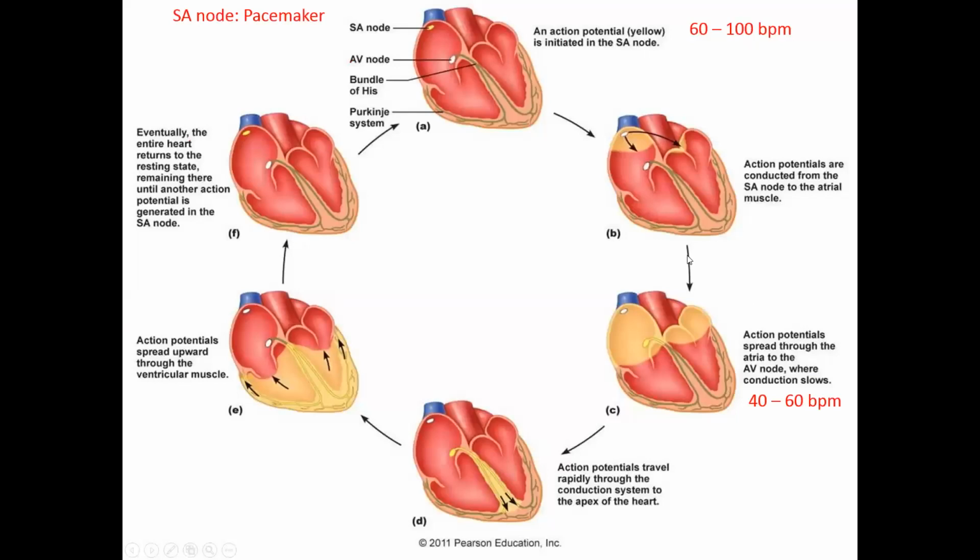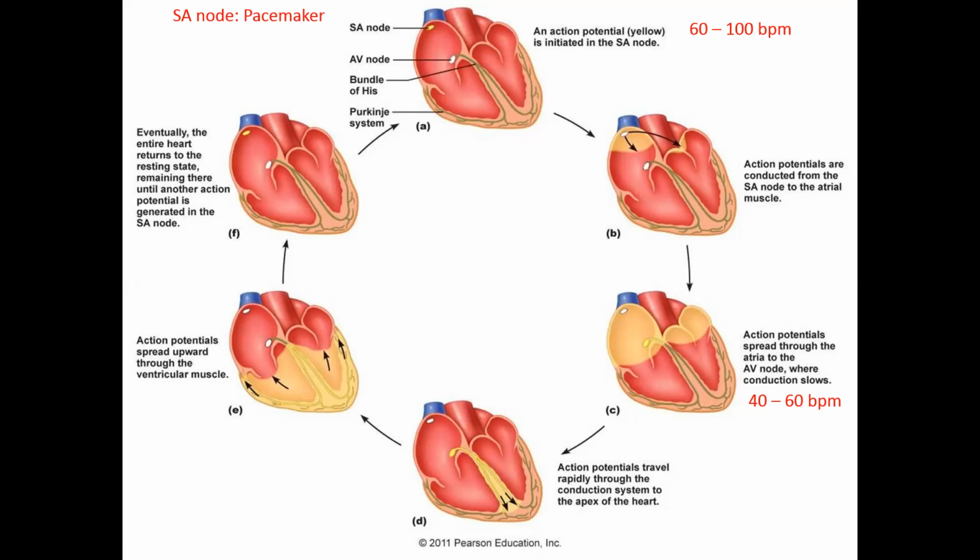So the pacemaker of the heart is the SA node. The SA node is the pacemaker of the heart because it beats the fastest if everything's working properly. There are other pacers in the atria that could take over if they were faster, but usually the fastest pacemaker is going to be the one that takes over, and the SA node takes over because it's the fastest. It's going to beat somewhere between 60 and 100 times per minute if everything is working properly.